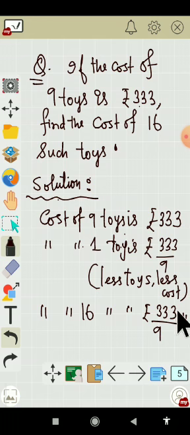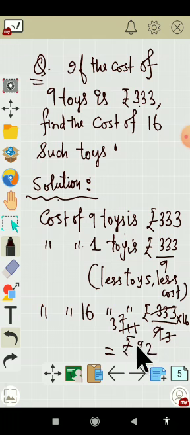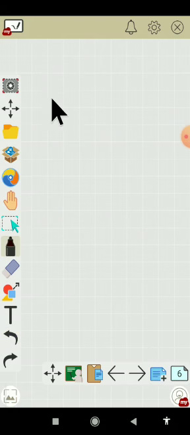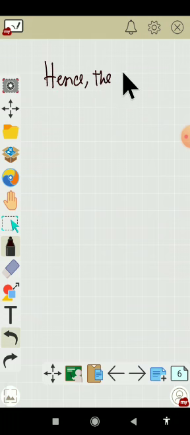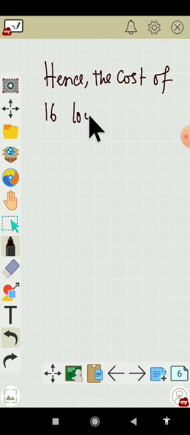So if you cancel this, 3 ones are 3, 3 ones are 3, 3 threes are 9, then 3 threes are 9, 3 sevens are 21. So if you multiply 37 and 16, you will get 592. 592 is the answer. So hence the cost of 16 toys is 592.